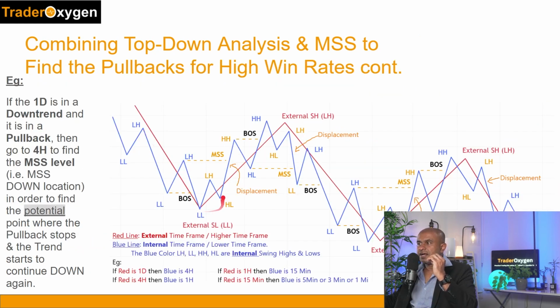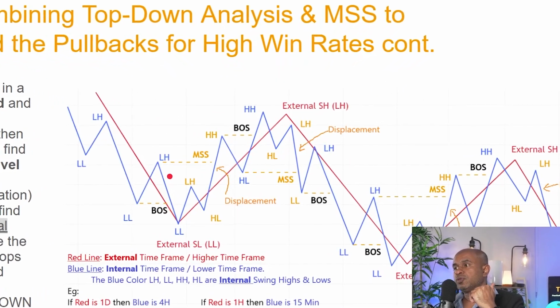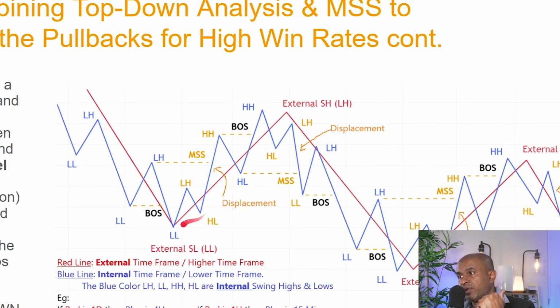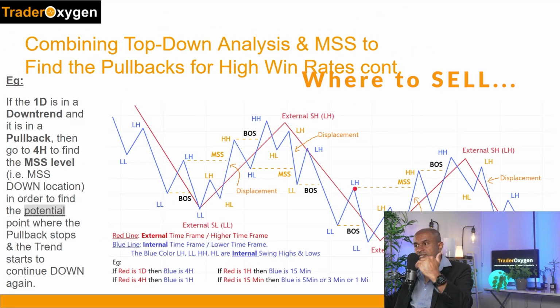So this is where, let's say, the daily is in a downtrend. Now you need to sell, but, for example, if it's in a pullback, you don't sell. So then you go to the 4 hour and you look for a market structure shift to potentially see if the pullback is over, and then you can start selling. Okay, let's jump into the next example.